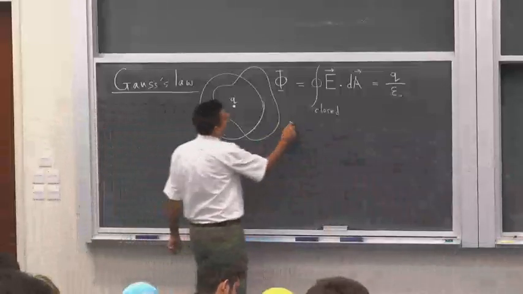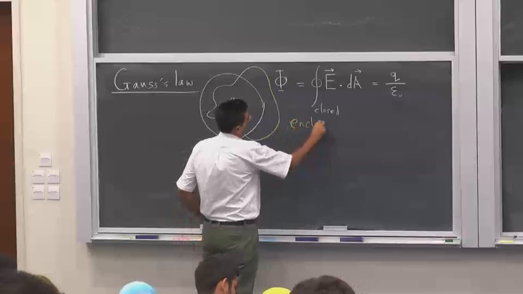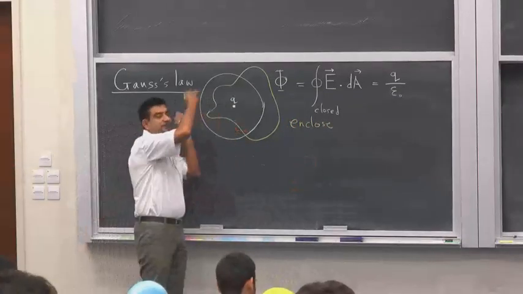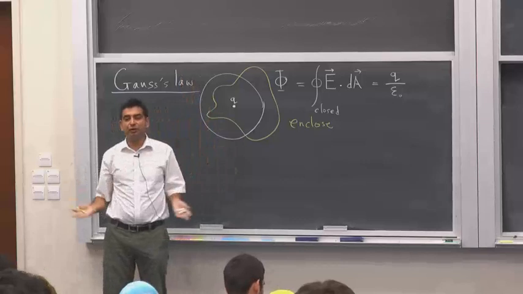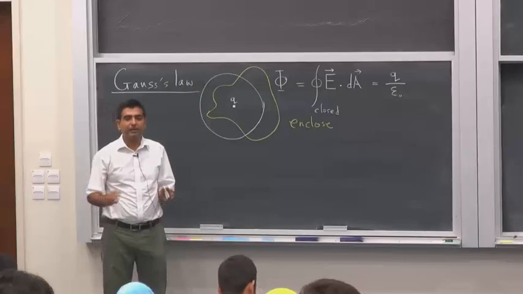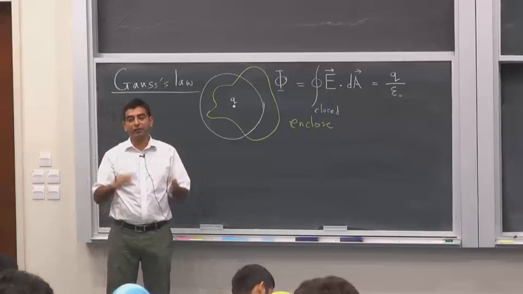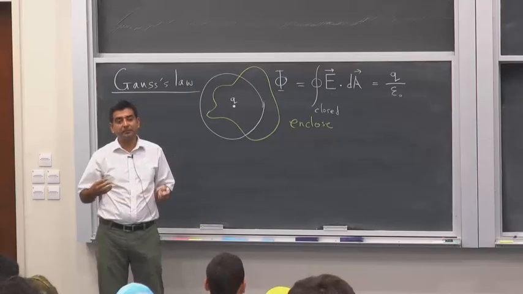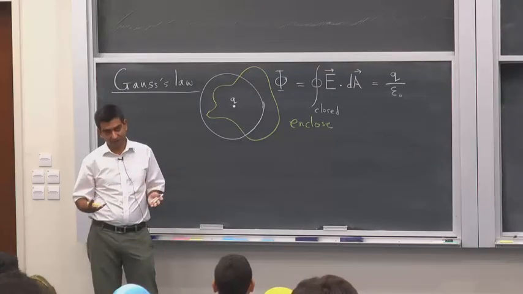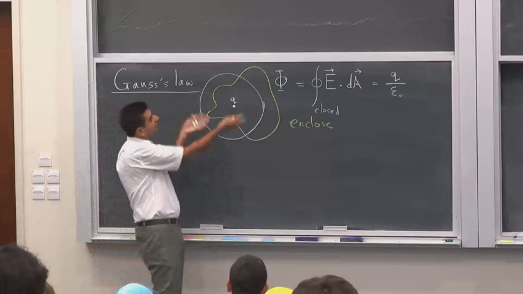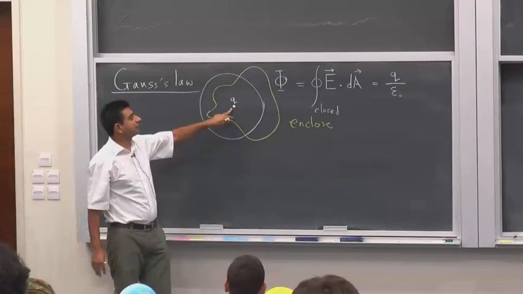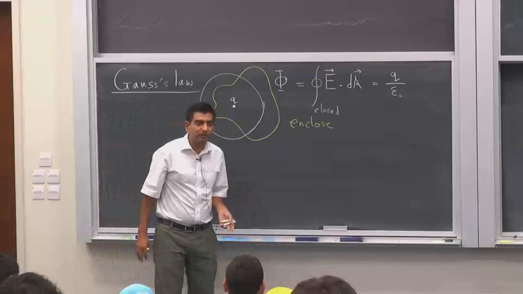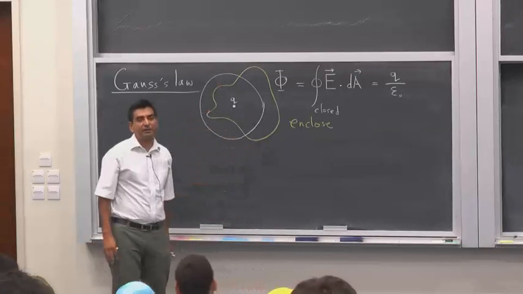Now what do I mean by enclose? Enclose really means that this surface bounds a volume. It's on the outer periphery of a volume and there's a charge inside the volume. So this is what the meaning of enclosure is. So if this closed surface encloses a charge Q, then the total flux through that surface is Q over epsilon naught. And this surface could be arbitrarily shaped.